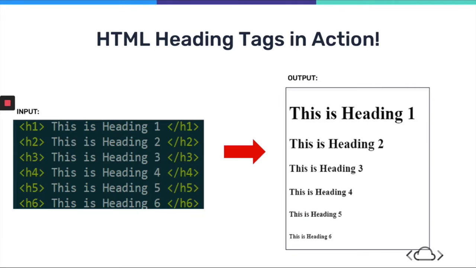Here's an example of when we do tags with headings, what it looks like in HTML and what it comes out as. So you'll see that H1, heading 1, is the biggest, H2 is second biggest, and so forth.